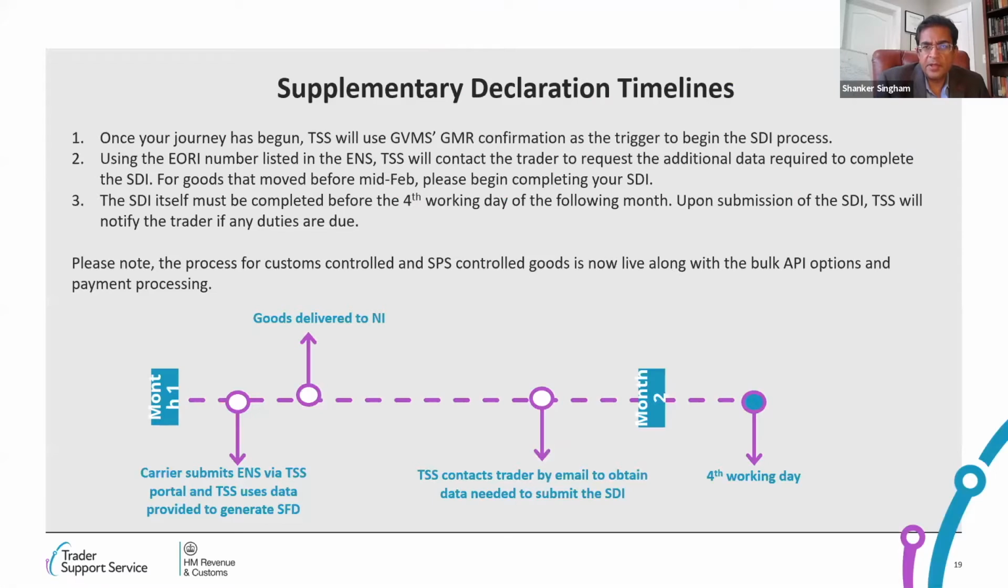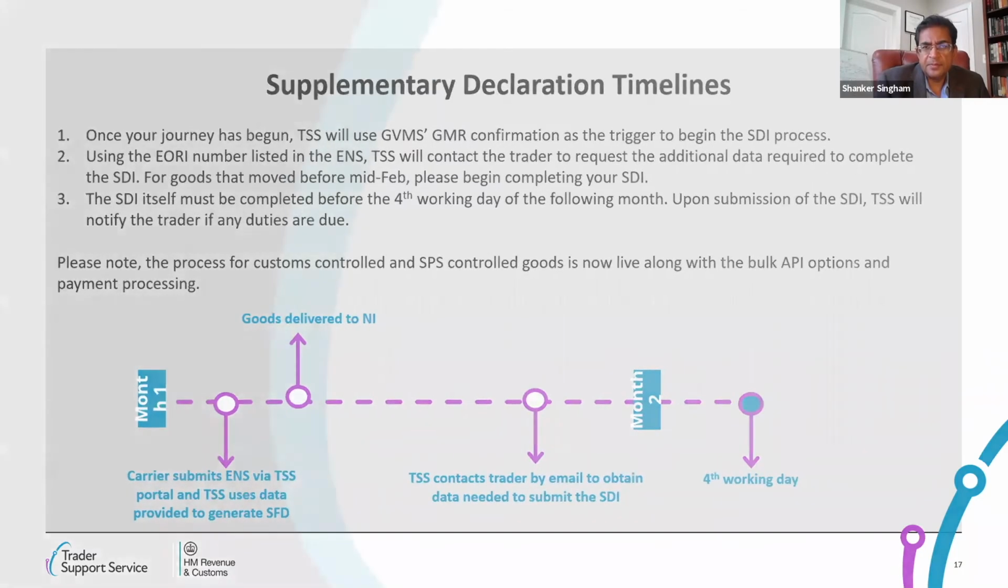So these are the timelines that you have to think about with respect to the SDI. The SDI, that's the supplementary declaration, has to be completed before the 4th working day of the month following the month of the movement. And so what will happen is, once you've done the SFD, TSS will then reach out to the importer of record and say, you now need to submit a supplementary declaration, and this is the information that you need in order to do it. If we go to the next slide.